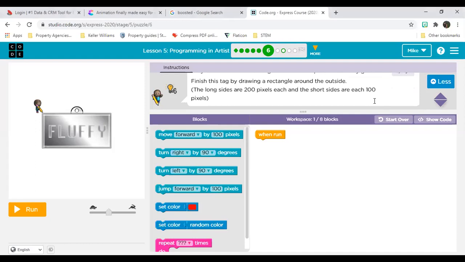Now, who can remember, we spoke about this a little bit on Monday. Who can remember what is a pixel?